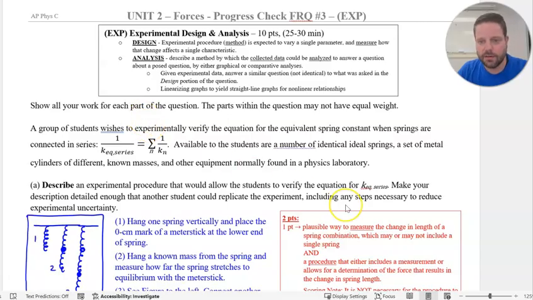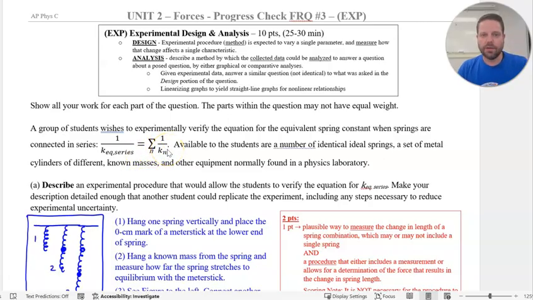So as we read this very carefully, to paraphrase it, we're going to have a bunch of identical springs. We have different known masses that we can use. Normally this would suggest to vary that mass. You didn't have to in this particular experiment, but you could. And we're going to be trying to verify an equation.